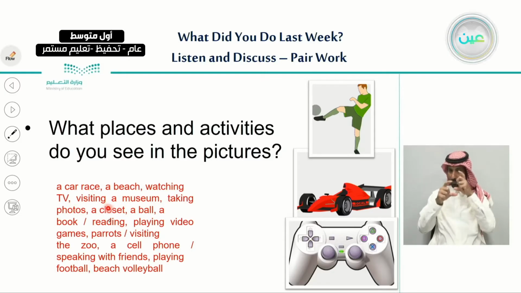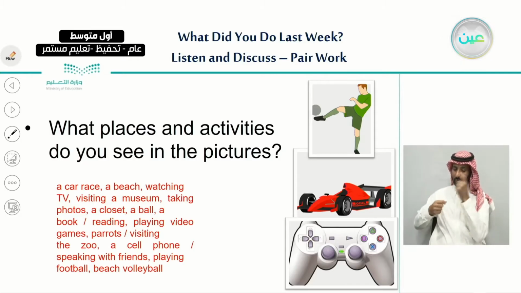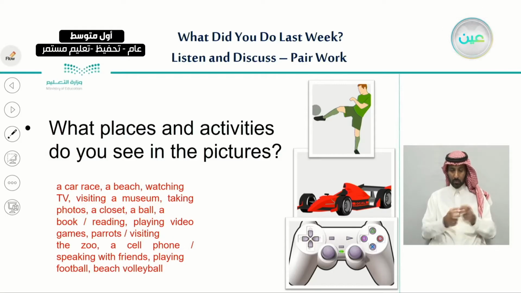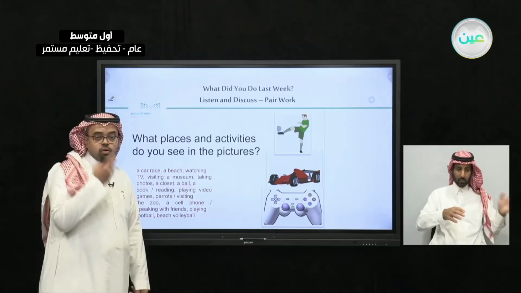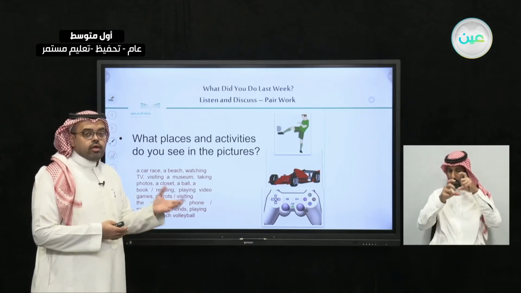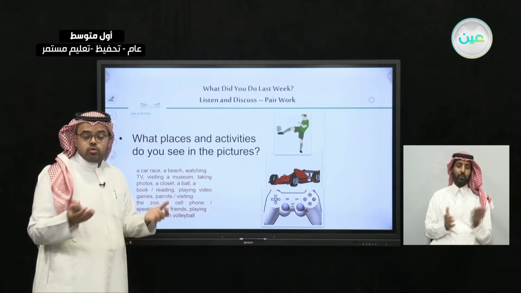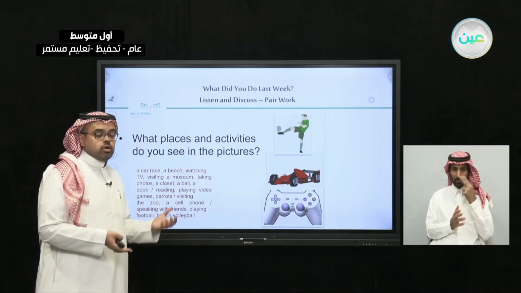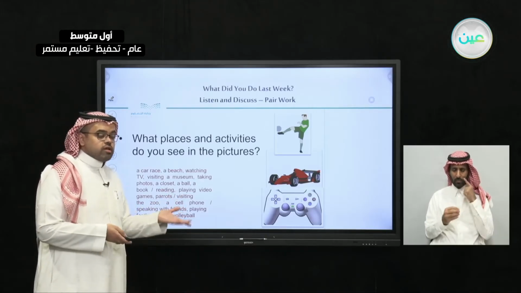And we can see a closet, a ball, a book for reading, playing video games, and parrots, and visiting the zoo, and also a cell phone, speaking with friends, and playing football and beach volleyball. So these are the activities that you can see from these pictures. And when you look deeper, you can find more of these activities.